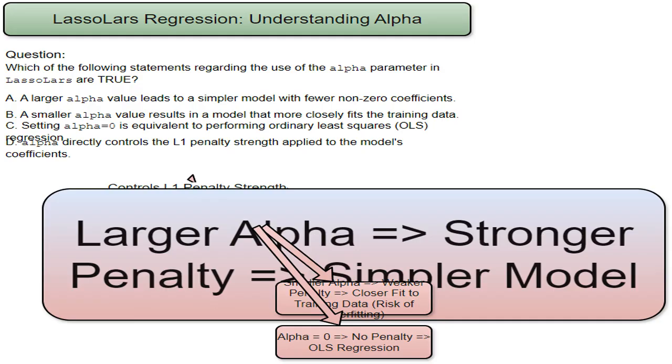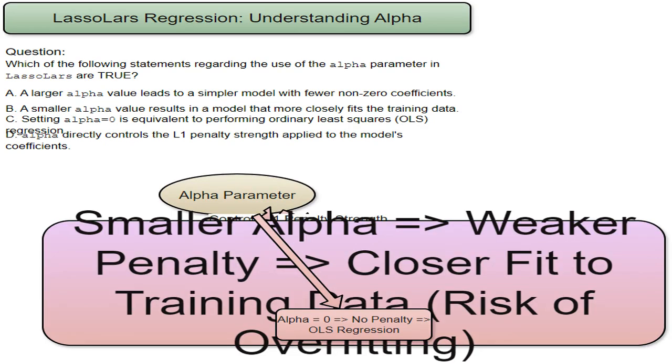Let's say you increase alpha. This cranks up the penalty, forcing lasso to shrink coefficients towards zero more aggressively. The result? A simpler model with fewer features. Now, if I decrease alpha, the penalty weakens. Lasso can now afford to have larger coefficients, leading to a model that better fits the training data. However, this can make the model more prone to overfitting.